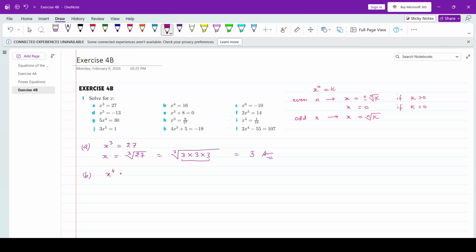x raised to the power 4 is equal to 16. Comparing this equation with this one, we know the value of n is 4 and the value of k is 16. So first let's see what n is. Here n is equal to 4. That means it is even. So we need to choose from these two formulas. Now we know the value of k is 16. So when k is greater than 0, we need to use this formula.